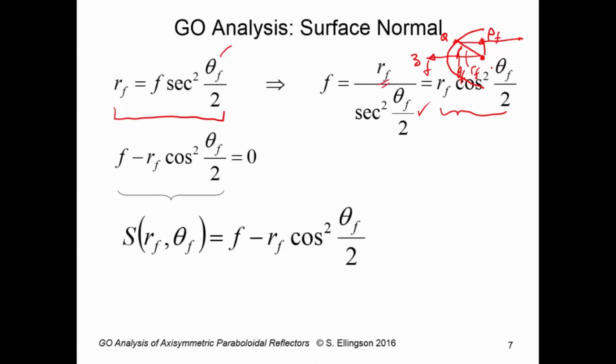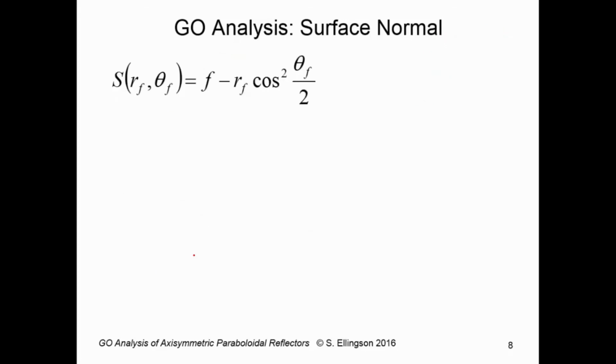So that's going to be our parametric description of the surface. Specifically, we have some function s, which is equal to 0 always, and it's parameterized in terms of the geometry in the feed coordinate system. And the function turns out to be f minus r_f cos²(θ_f/2). Okay, so here I am rewriting the expression from the previous slide.